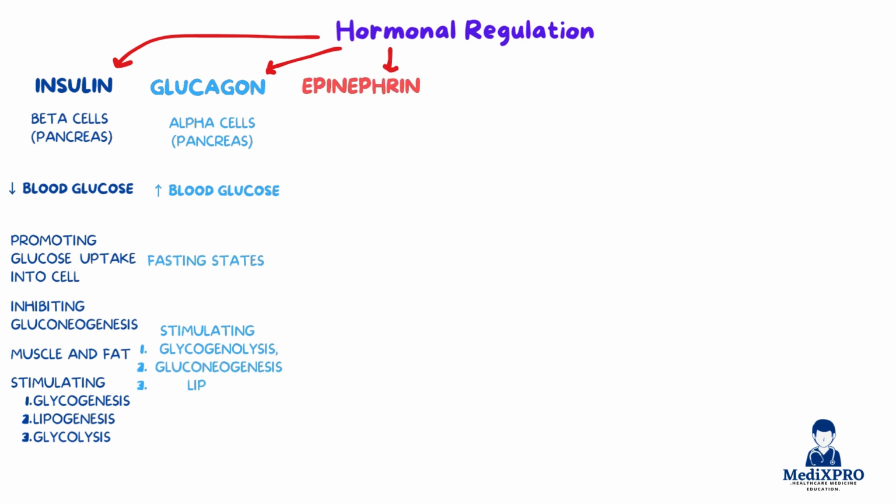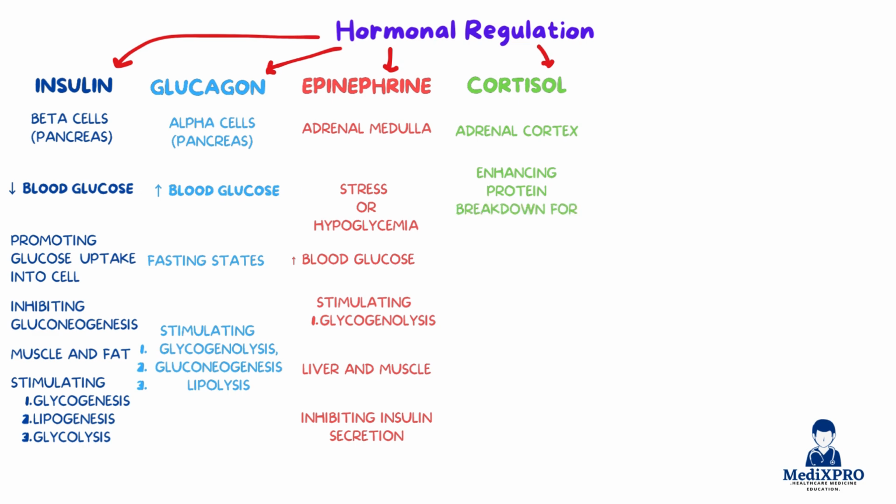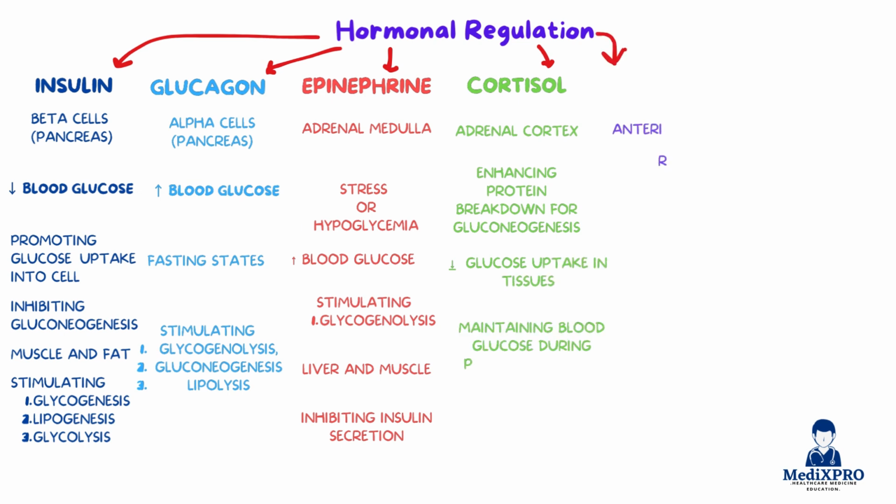Epinephrine, released from the adrenal medulla during stress or hypoglycemia, boosts blood glucose by rapidly stimulating glycogenolysis in liver and muscle and inhibiting insulin secretion. Cortisol, a glucocorticoid from the adrenal cortex, supports long-term glucose availability by enhancing protein breakdown for gluconeogenesis, decreasing glucose uptake in tissues, and maintaining blood glucose during prolonged stress.